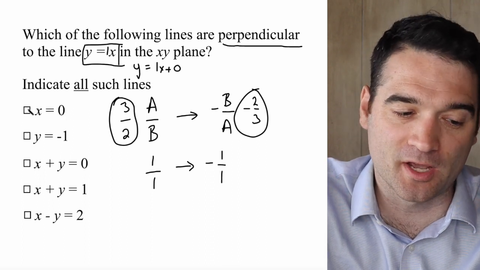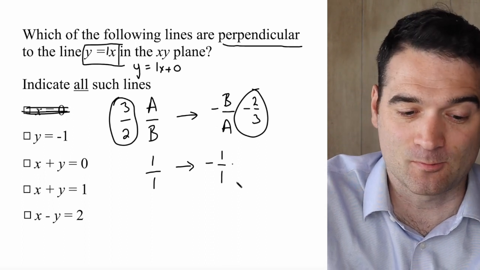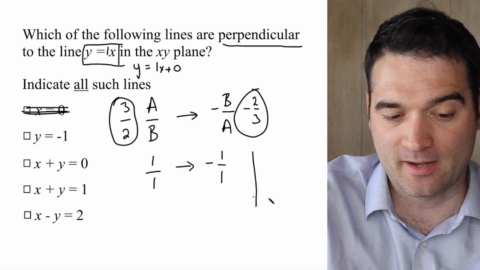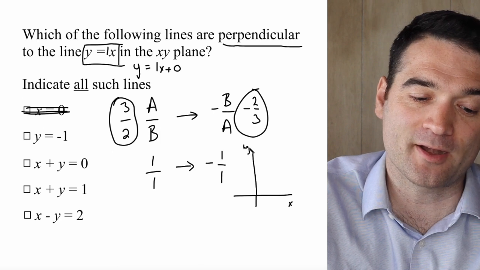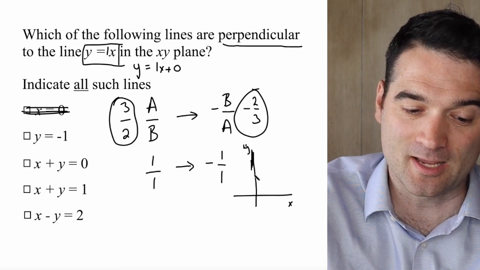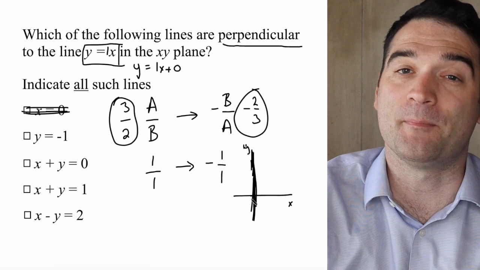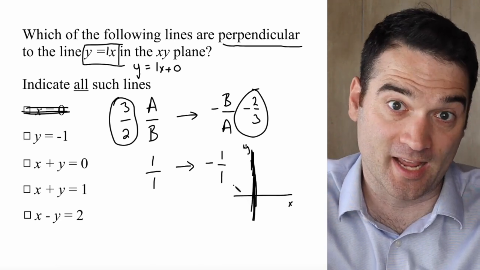Okay, so let's start with this. x equals 0. And if we were to graph the line x equals 0, I'll do that very quickly here. There's my xy coordinate plane. There's x and there's y. That's basically saying that no matter what y equals, x is always going to equal 0. So we get a straight line up and down like that. That's not a slope of negative 1.